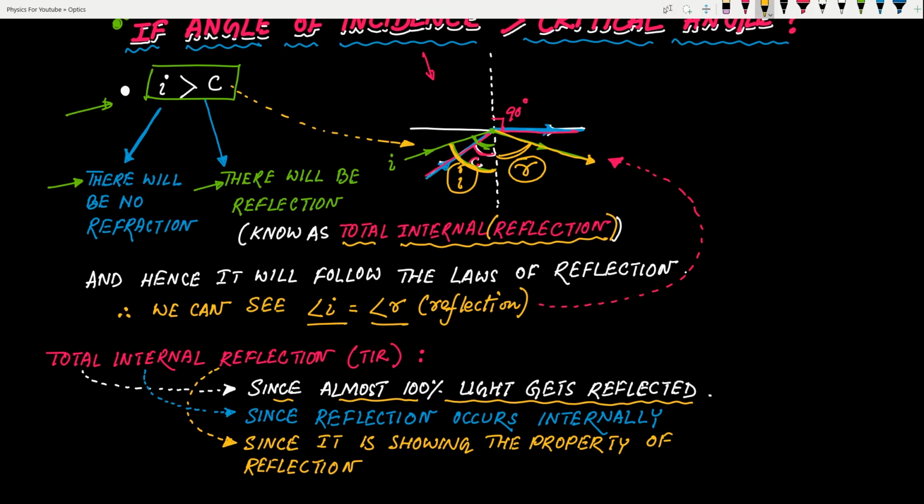Okay, now let's look into why it is known as internal. It's known as internal because reflection occurs internally. If you look into this diagram, you'll see that the rays are going from the denser into the rarer medium, but instead of going outside into the rarer medium, it reflects back inside the denser medium only. So everything is happening internally. Therefore this kind of reflection is known as internal reflection. Now why is it known as reflection? Because it follows the laws of reflection. Therefore the total phenomenon is known as total internal reflection. I hope this is clear.